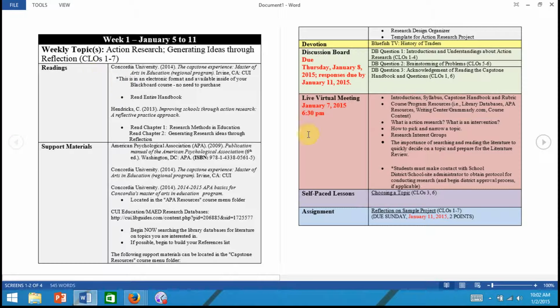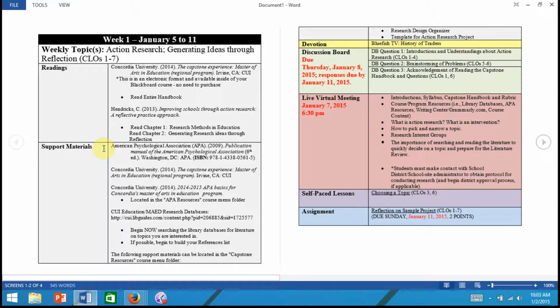And then on Wednesday, I will walk through the entire syllabus and also the important parts of the capstone handbook. Meanwhile, the university expects you to read the entire handbook and familiarize yourself with it before you get started. Read chapters 1 and 2 in Hendricks. This book is a very helpful resource, well written and easy to read, and I think it will be helpful for you. So make sure that you get that book and read those chapters to get started.